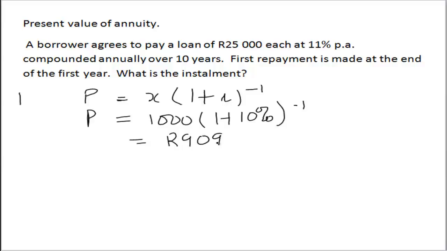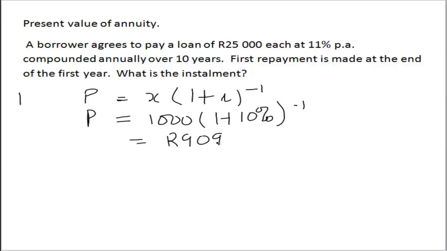So which means, if you borrow 909 rand at the beginning of the year, and then they charge you interest, the 91 rand is interest that you pay, and that's what they would lend you, and at the end of the year you pay 1,000 rand, then you cancel off your debt.